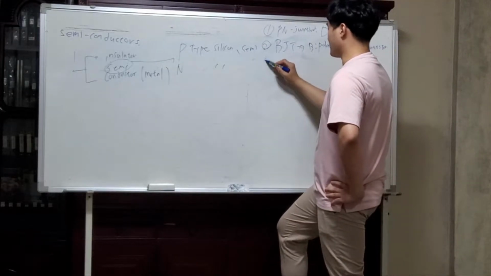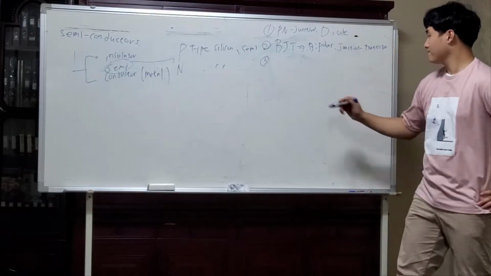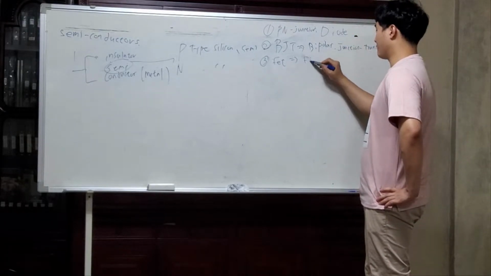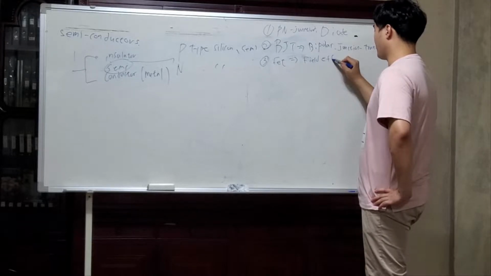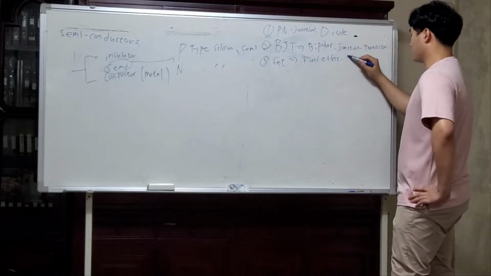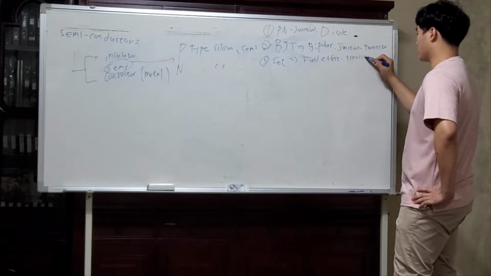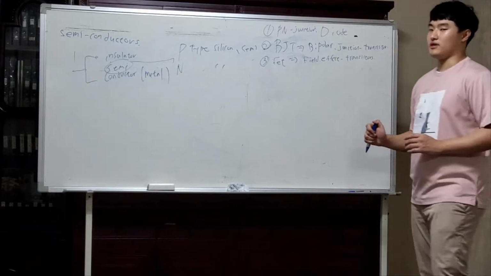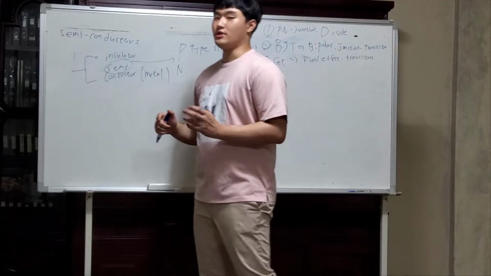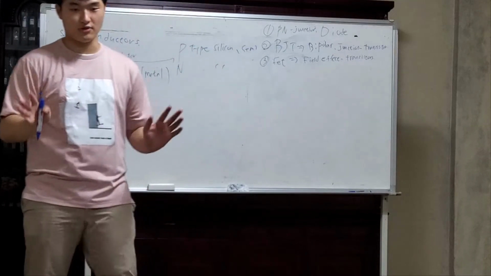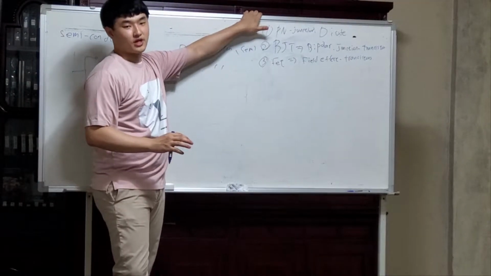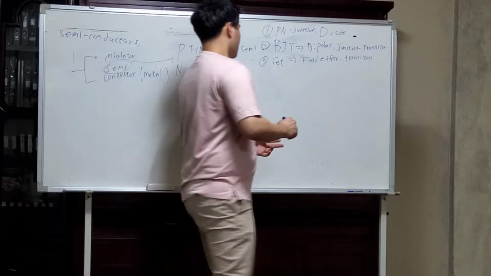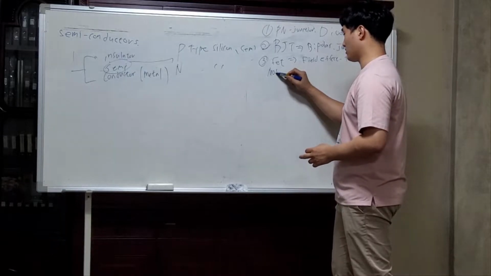And for the last, third, the FET, field effect transistors. So for the last class and previous videos, we just focused on the PN junction, the diode, and the FET, MOSFET. There are many kinds of MOSFET.